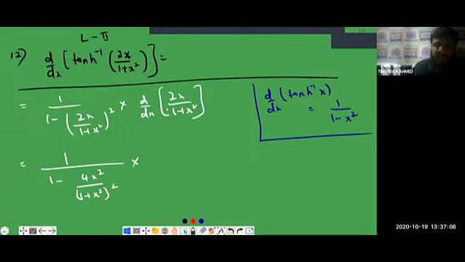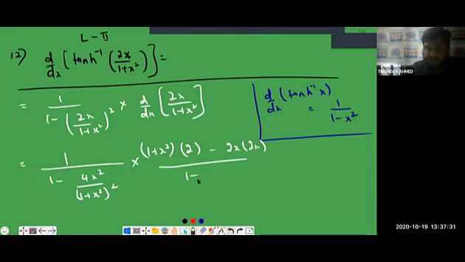Into d by dx of 2x by 1 plus x square is what? We are supposed to use the quotient rule here. Same denominator, 1 plus x square, differentiation of numerator, 2x's differentiation is 2. I hope you people are familiar with the quotient rule. Minus 2x into d by dx of 1 plus x square, which is 0 plus 2x, only 2x, divided by 1 plus x square whole square. Take LCM and simplify in the next step.